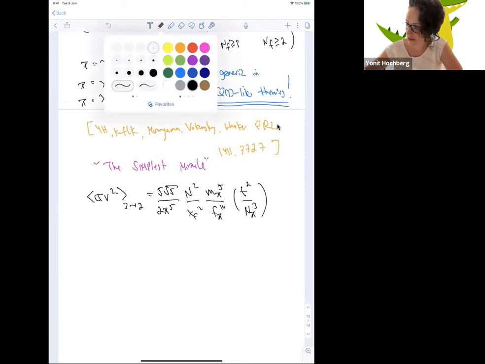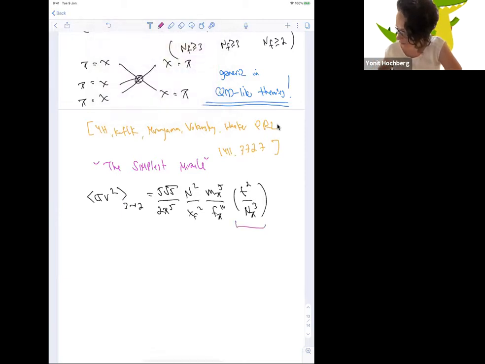Okay, where this last factor over here is some combinatorial factor that depends on the group and on N_F.